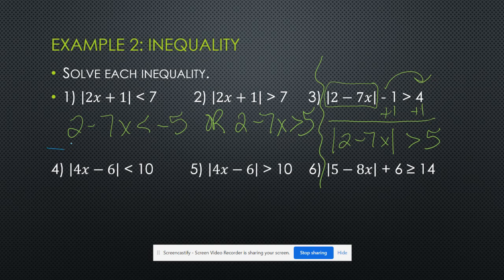Start solving for x. We're going to subtract 2. So -7x is less than -7. Going to divide by -7 then. We divided by a negative, so what happens? Well, our inequality symbol is going to change direction. So we have x is greater than 1.